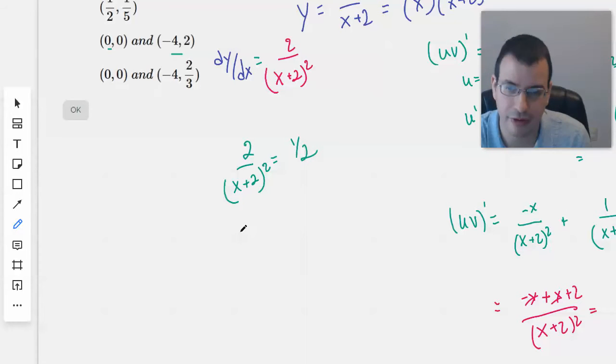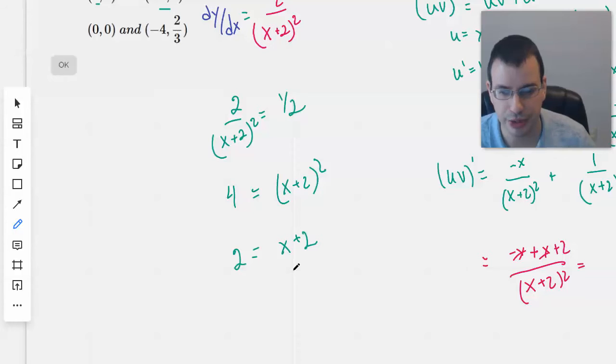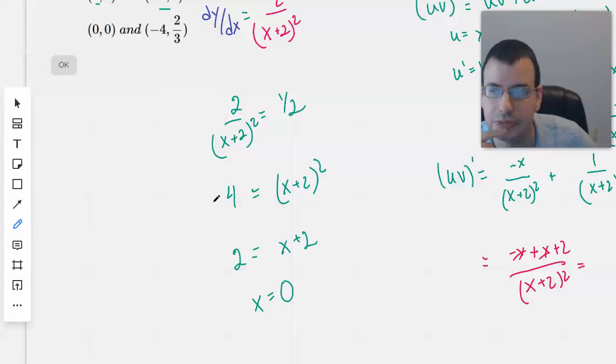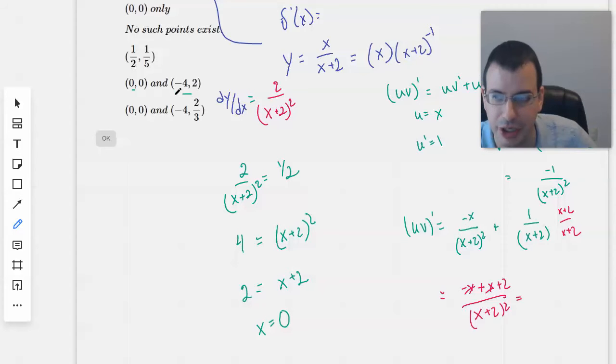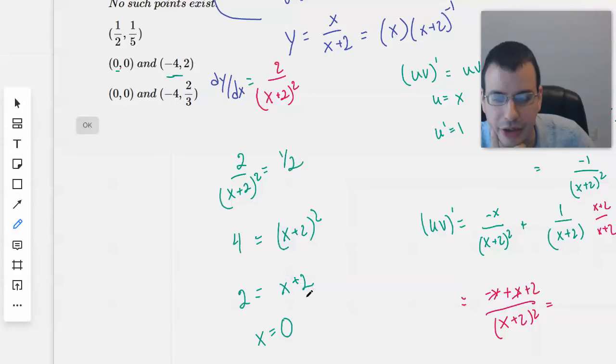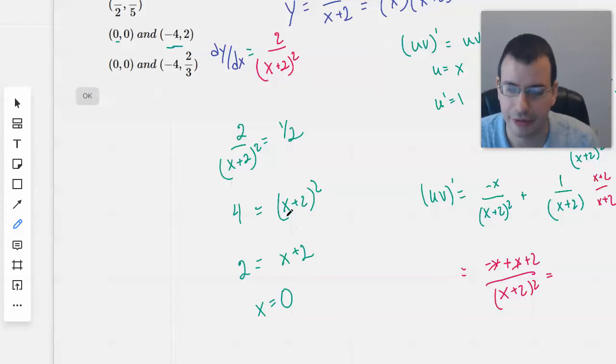So we have 4 equals x plus 2 squared. Square root both sides. We have 2 equals x plus 2. Yep, I'm good with that. And so x equals 0. I feel like I missed something there. So x equals 0 is a possibility, but I'm not sure why this negative 4 is here. Ah, this is why. Okay. So when I did that square root, I should have been more careful.